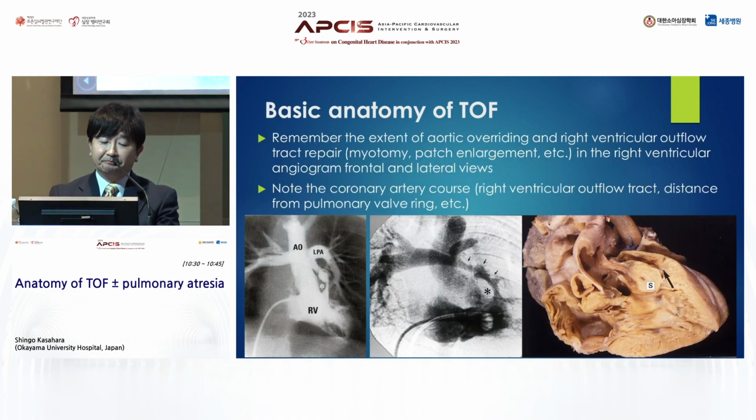And also angiograms. Remember the extent of aortic overriding of the right ventricular outflow tract. Repairs in the right ventricular angiograms, frontal and lateral views. Note the coronary arteries; sometimes a coronary artery is very close. So I think the angiograms or CTs are very important in these cases, more than the echocardiograms.